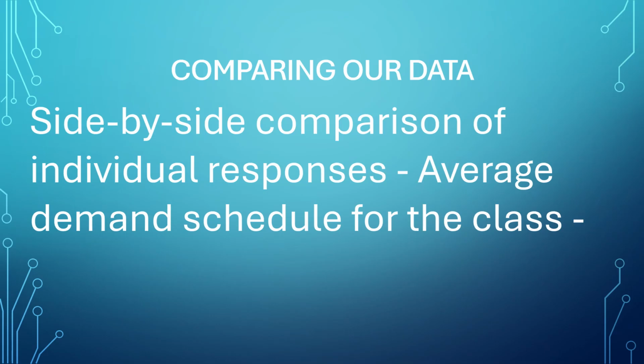So the pattern is, as price increased, quantity demanded decreased. This is not a coincidence. This is a fundamental principle in economics. Let me ask you, why did you think this happened? Why did you want to buy less as the price went up?